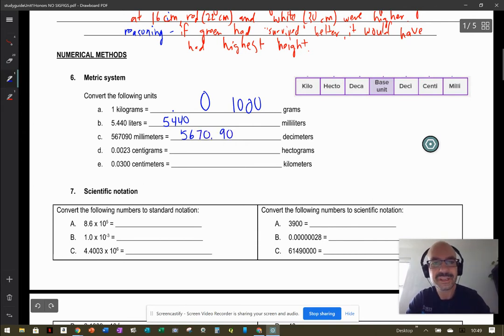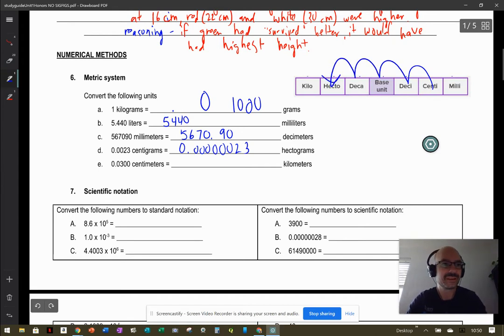For this next one, we're starting with centi. So we're starting right here, and we're going to hop to hecto. So 1, 2, 3, 4. So that means I'm going to put 1, 2, 3, 4 zeros in front and then go 0, 0, 2, 3 hectograms. Hopefully I did that right. Centi to hecto. Oops, I hopped the wrong way.